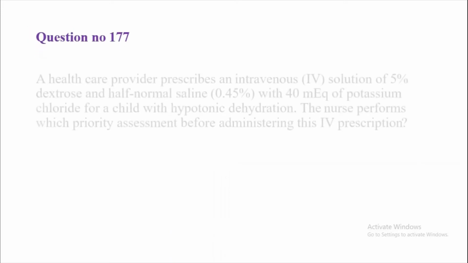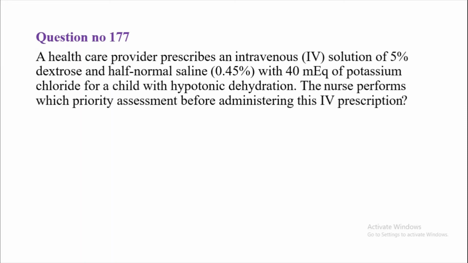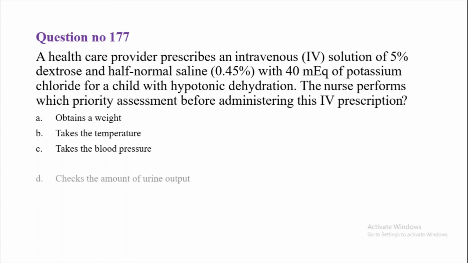Question number 177. A healthcare provider prescribes an intravenous IV solution of 5% dextrose and half normal saline with 40 milliequivalents of potassium chloride for a child with hypotonic dehydration. The nurse performs which priority assessment before administering this IV prescription? The options are number A, obtain a weight. Number B, take the temperature. Number C, take the blood pressure. Number D, check the amount of urine output.